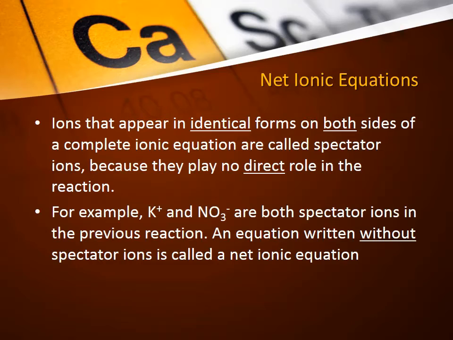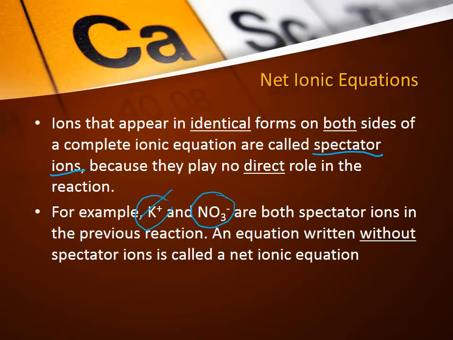All right. So ions that appear in identical forms on both sides of the equation of a complete ionic equation are called spectator ions. They really play no direct role in the reaction. These are like the football players who, the coach brought them in, they're the receiver, for example, who runs out and he doesn't have the ball thrown to him. It's great, but he really didn't do a whole lot in that play. For example, potassium and nitrate were both spectator ions. They were aqueous on both sides. It really didn't do anything.